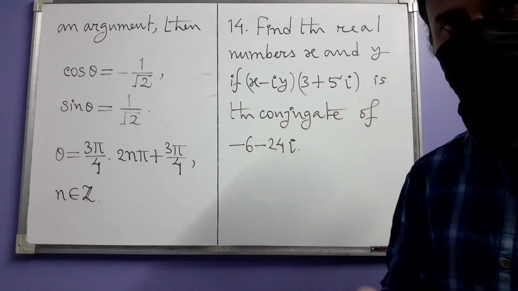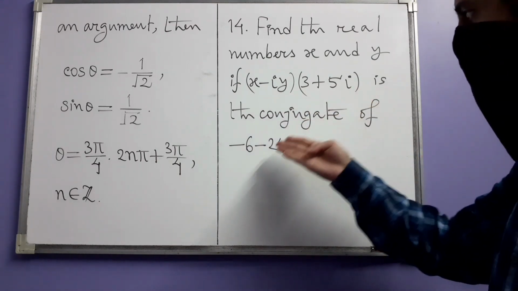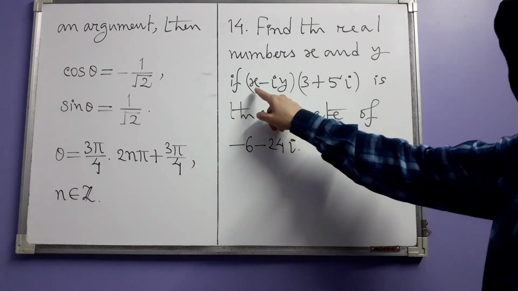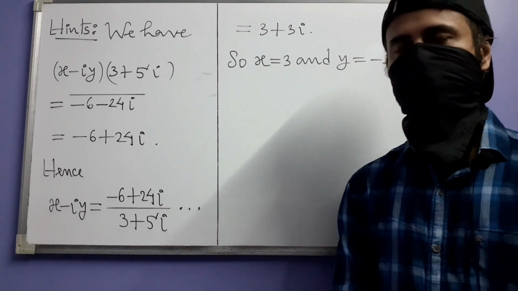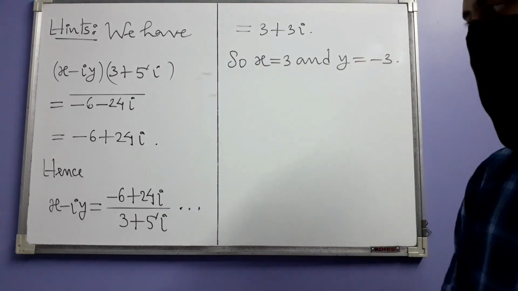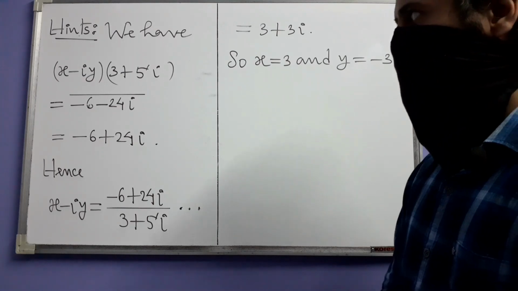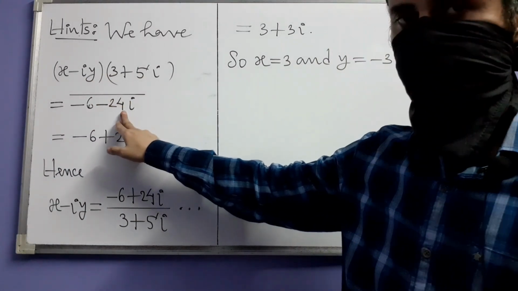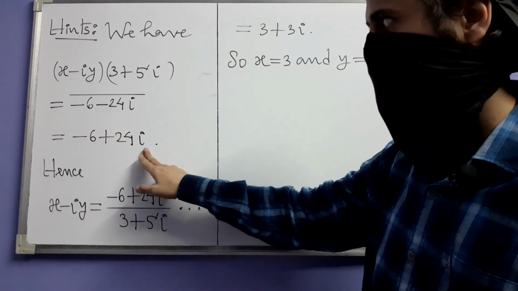Next, 14. It is given that x minus iy times 3 plus 5i is equal to the conjugate of this complex number minus 6 minus 24i, which means that this is equal to minus 6 plus 24i. From that, we have to find the real numbers x and y. So here also I will give you just the hints, and the calculation part will be left to you. So it's given that this product is the conjugate of minus 6 minus 24i. That means this is equal to minus 6 plus 24i.